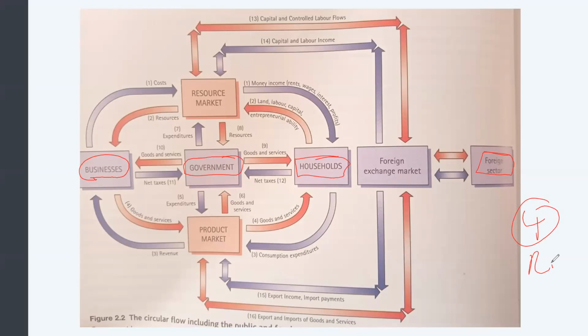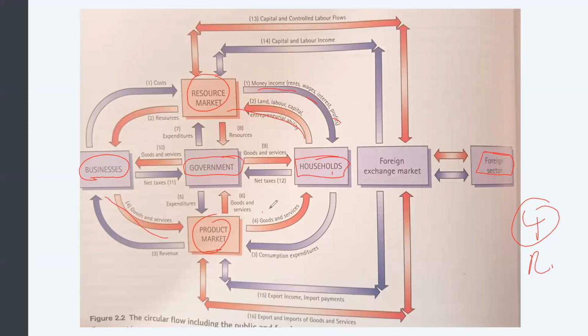Now we've introduced the foreign sector. So everything still stands. We still have a resource market. We still have a product market. Businesses take their labor, their capital, and so on from the resource market, and they pay income, rentals, and so on to their households. Households still supply to the factor market, right? The same resources. Businesses still go to the product market and supply goods and services, right?